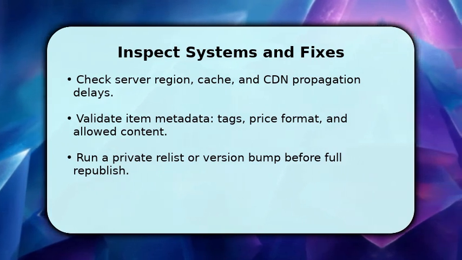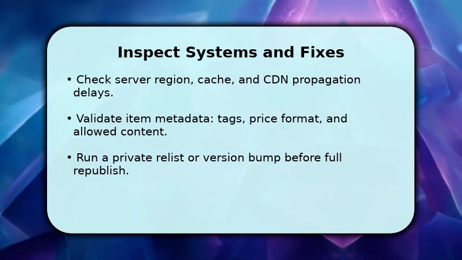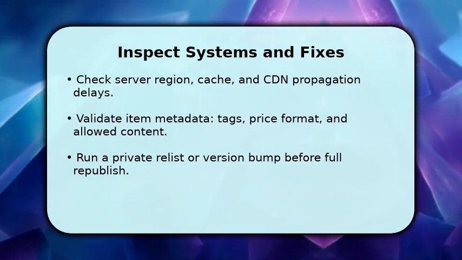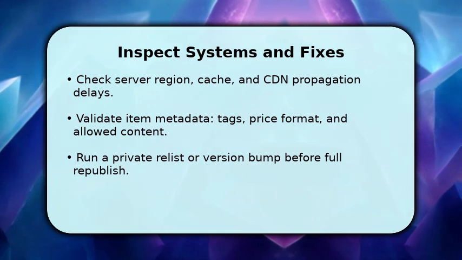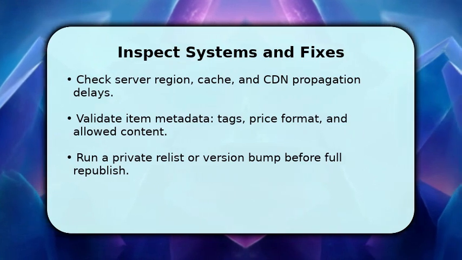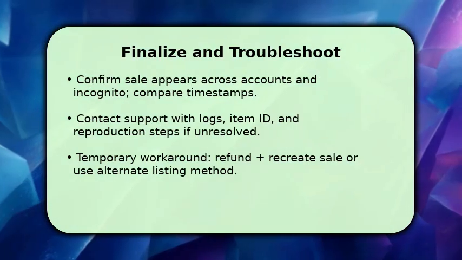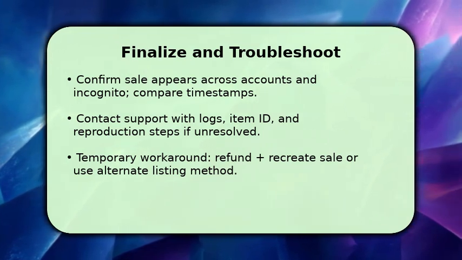Mismatches often block display. Then perform a controlled relist. Edit a non-essential field or increment the item version and save. This forces a reindex. You should wait a few minutes for background jobs to process. Then recheck the public listing. To finish, verify the sale from a different account and in an incognito window so you rule out local caching. Compare timestamps and index ID.